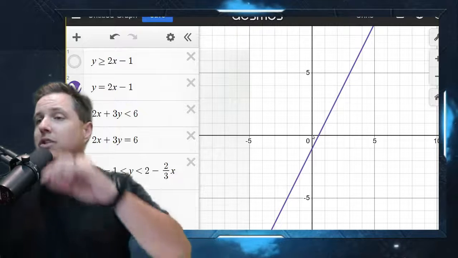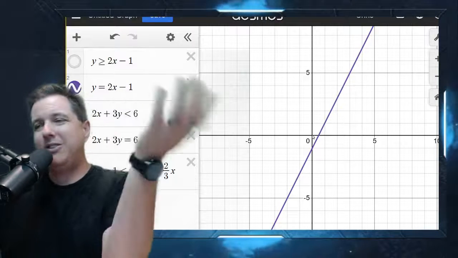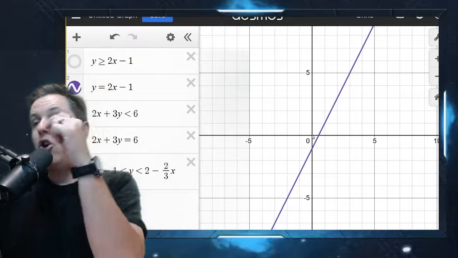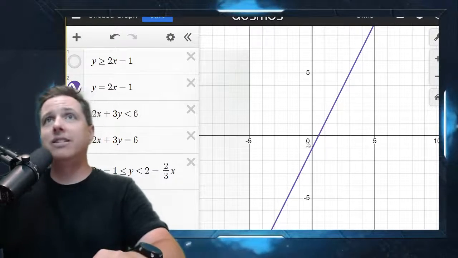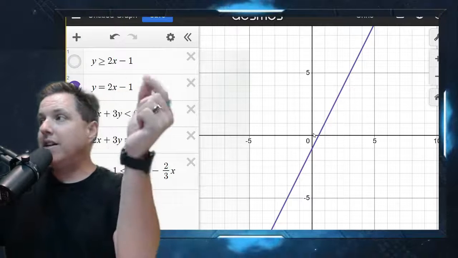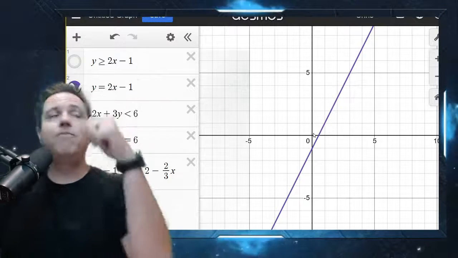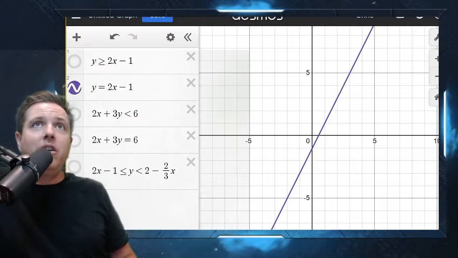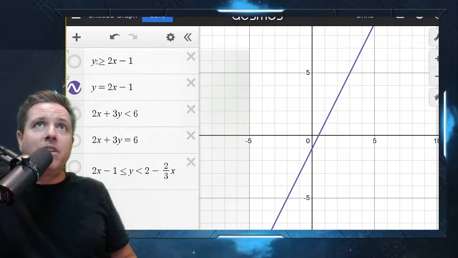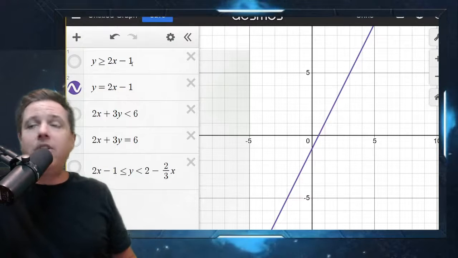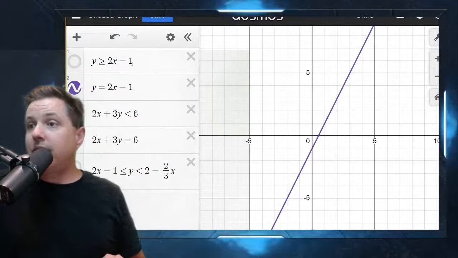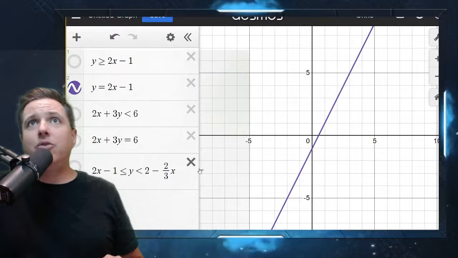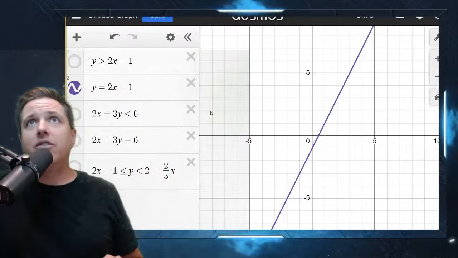The origin, 0, 0, is a great point to pick because it's just really easy to deal with, as long as your line doesn't go through the origin. But you could pick any point. Like, for instance, let's take the origin, 0, 0. So x is 0 and y is 0. If I plug it into my original inequality, what do I get? 0 is greater than or equal to 2 times 0 minus 1? Yeah, 0 is greater than negative 1. That's right. So that would indicate to us that we should shade this side over here.